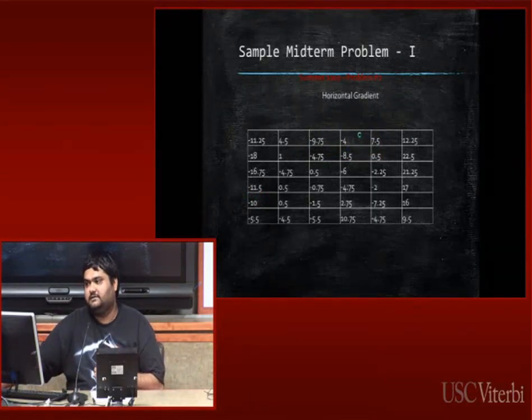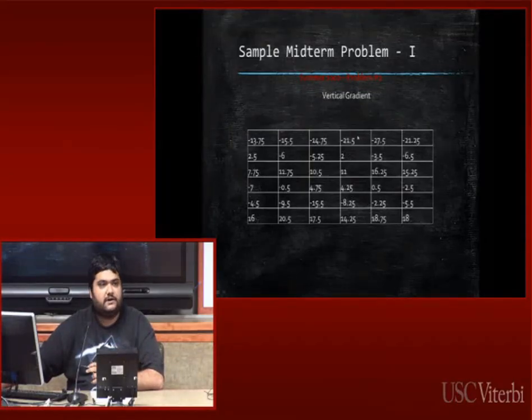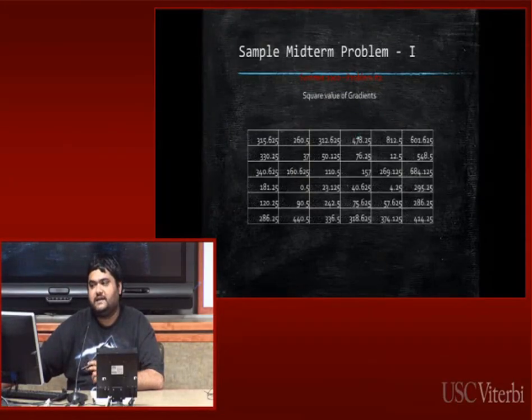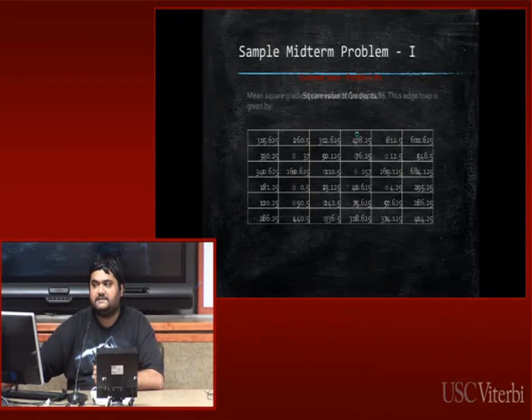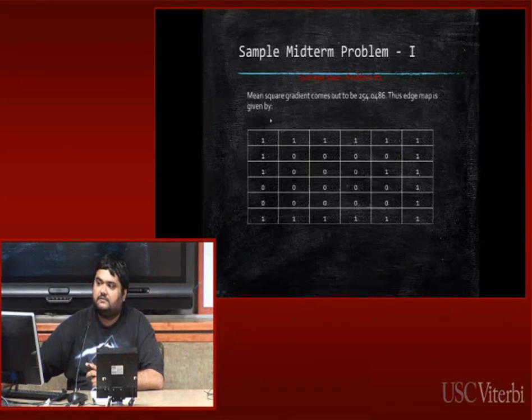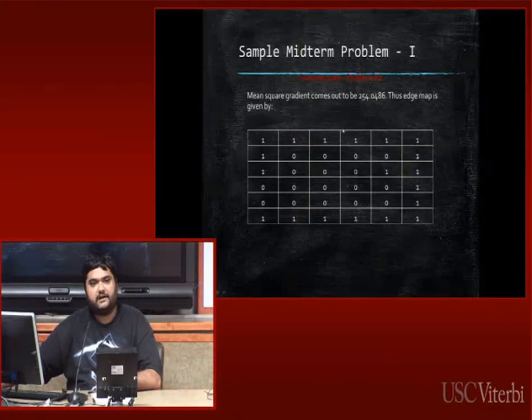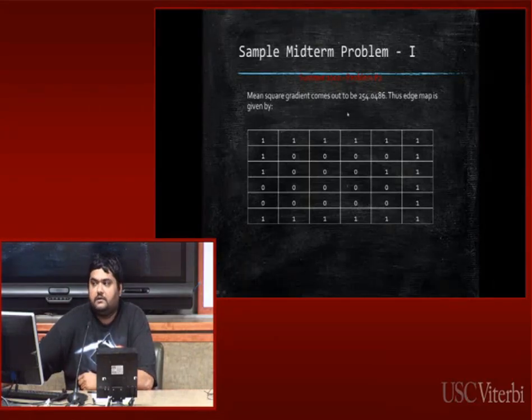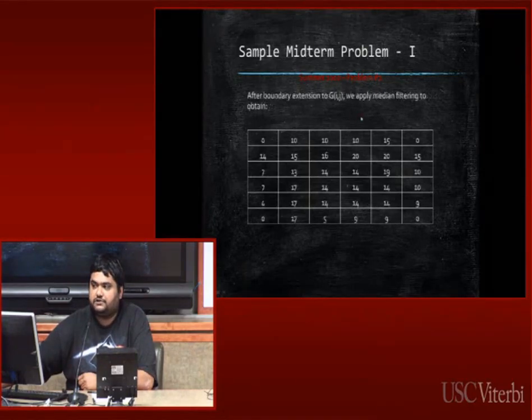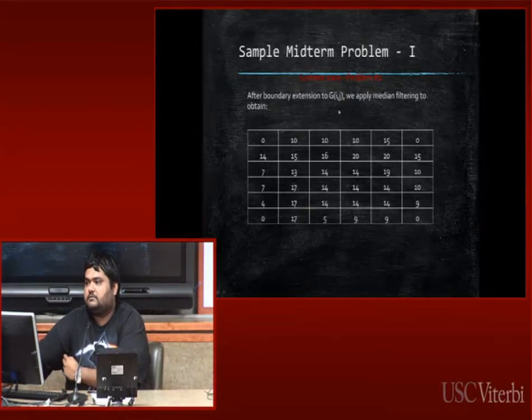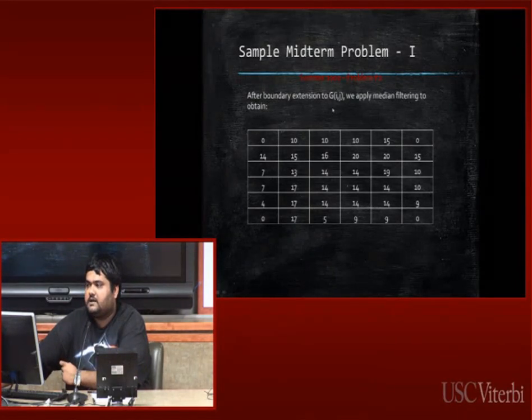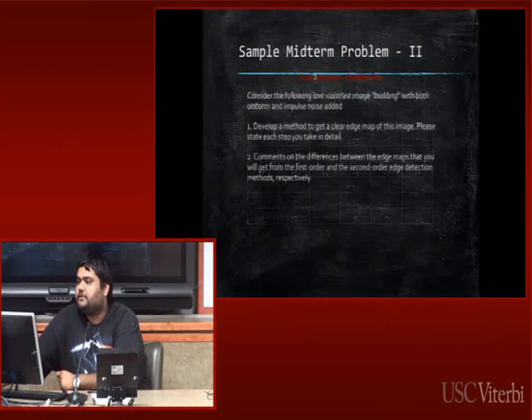Similarly, you get the vertical gradient. Then you just take the square of the values and sum them up. Then you just use a threshold depending on the directive in the question. So here I've taken the mean square gradient 254 as a threshold. So I think that's the problem.